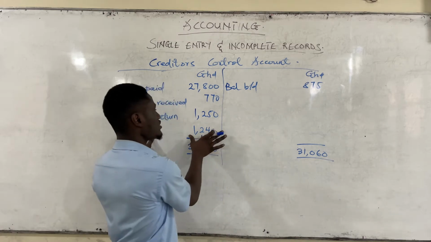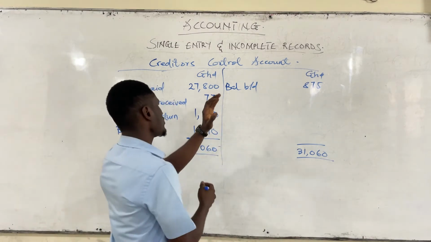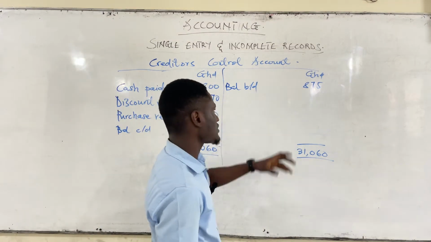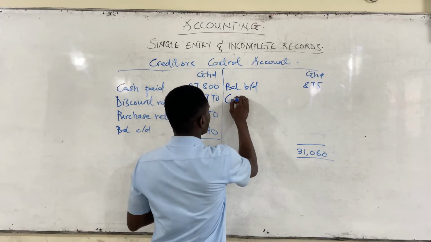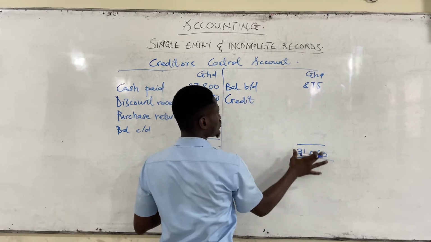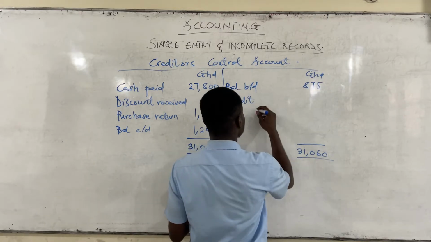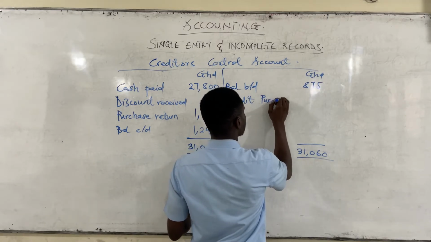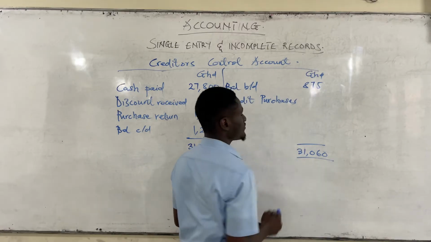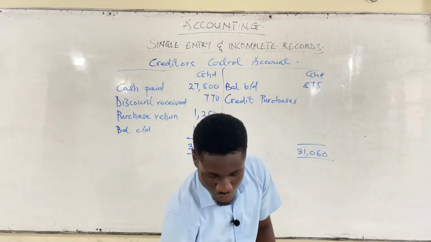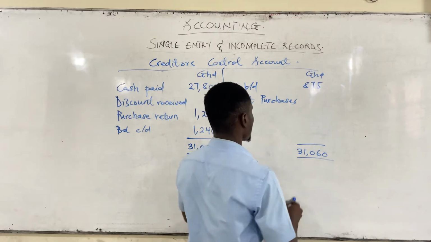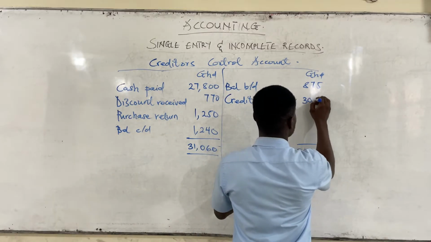We have our CD. So the difference is not going to be CD. We are going to get the difference with credit purchases. So we are going to less this from this total that we've got to get the difference for credit purchases. So the difference for credit purchases, we will get 30,185.